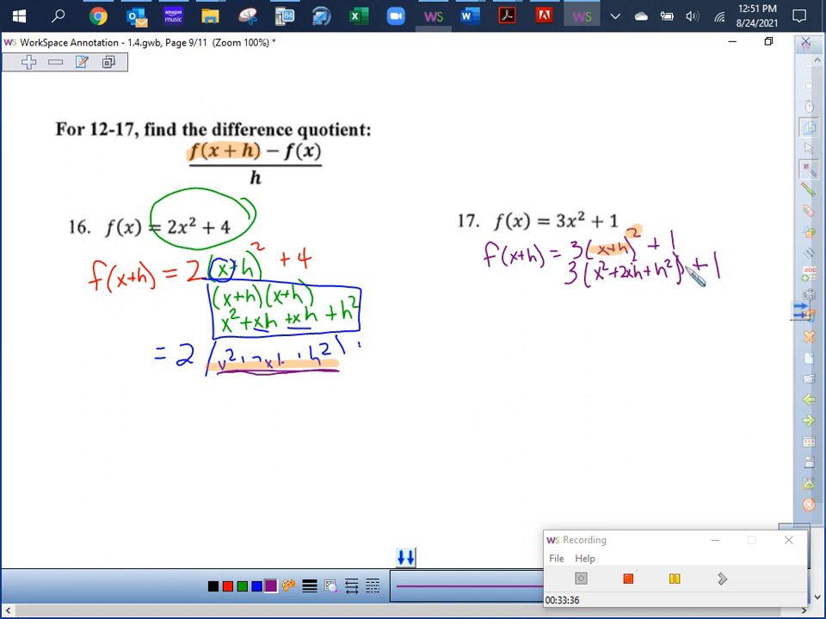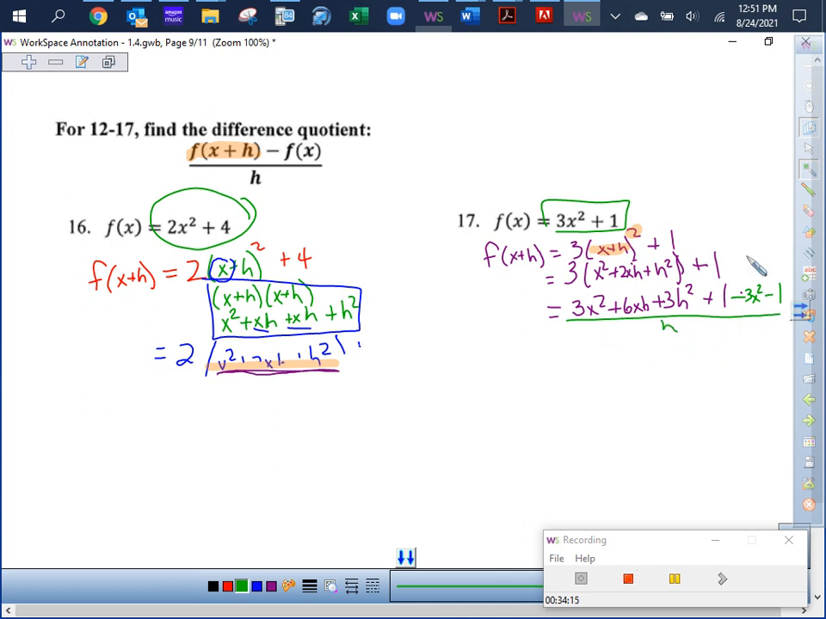Distribute Mr. 3, and then we do a little cleaning up. 3h squared. And then you got your 1 tagging along at the end. Running out of space, but I'm going to go down here. Got to take away f of x. F of x is 3x squared, so minus 3x squared minus 1. Change everybody's sign. Put them over h. That's Spanish for h.